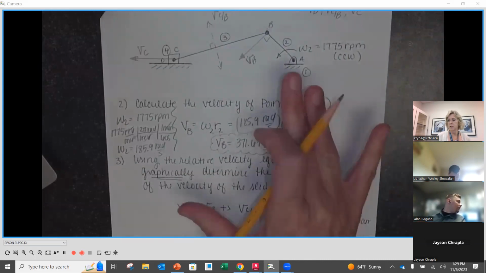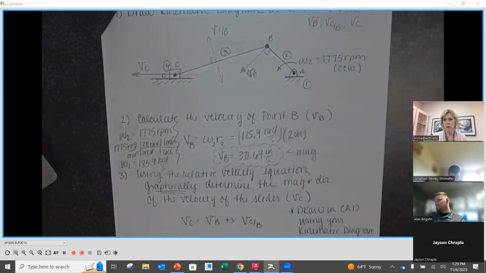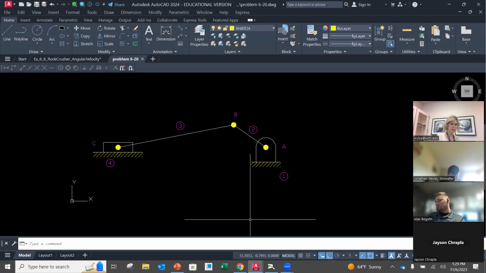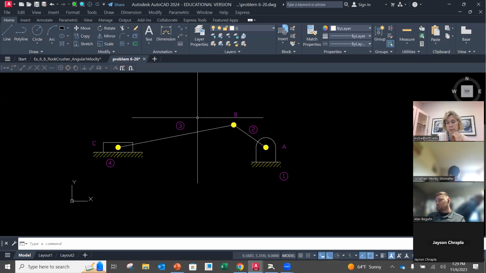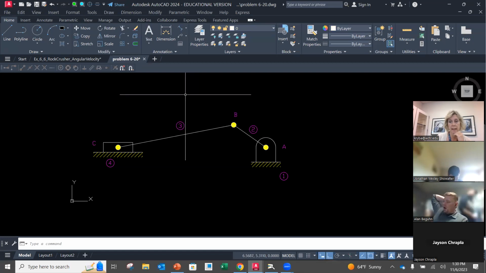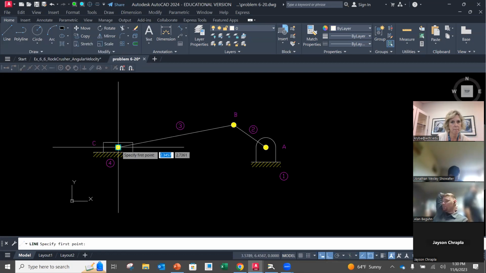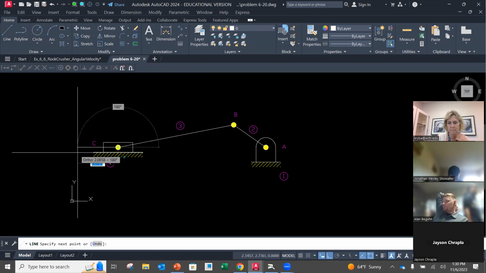Okay. So I did draw a diagram of this problem in AutoCAD. So let's see how we would continue on in AutoCAD. If we go to here, here is our kinematic diagram. Very same thing that we saw in the book, same links, all of that. And now I'm going to add in the lines that are going to represent the lines of action of each one of our vectors. The only one that's horizontal is going to be my velocity at C.